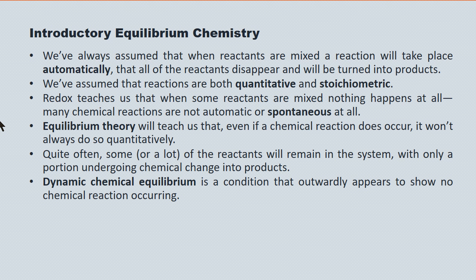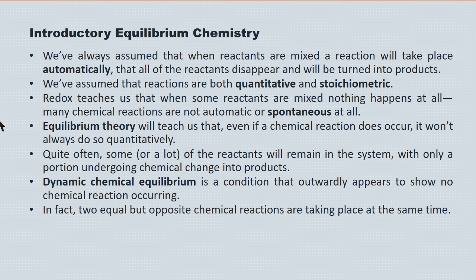Dynamic chemical equilibrium is an interesting condition. Outwardly, it appears like nothing is going on. But in point of fact, what's happening is there are two equal and opposing chemical reactions taking place at the same time. Reactants are being converted into products, but at the same time, products are being converted back into reactants in what's called the reverse reaction.